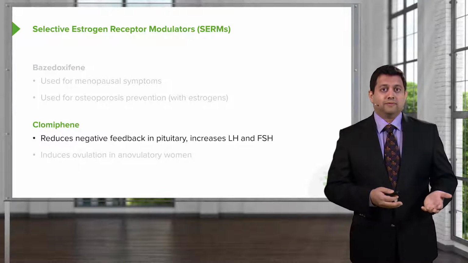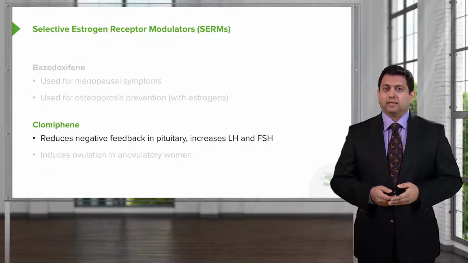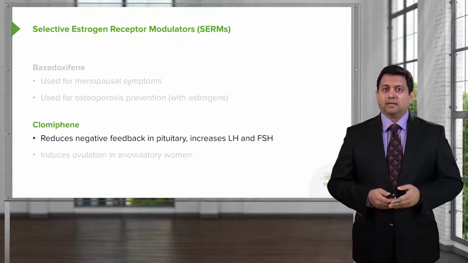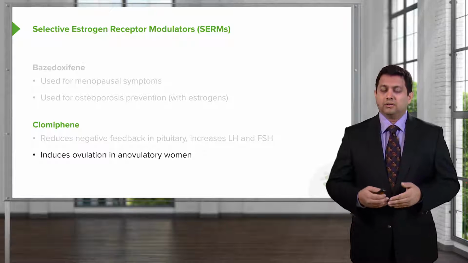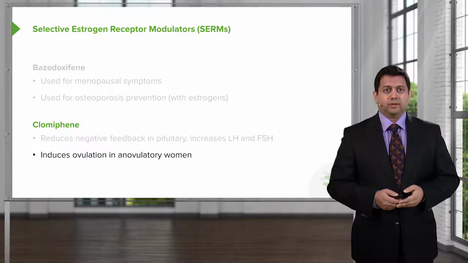Clomiphene reduces negative feedback in pituitary tissue, so that increases LH and FSH secretion. This is an ovulation inducer in patients who are anovulatory.